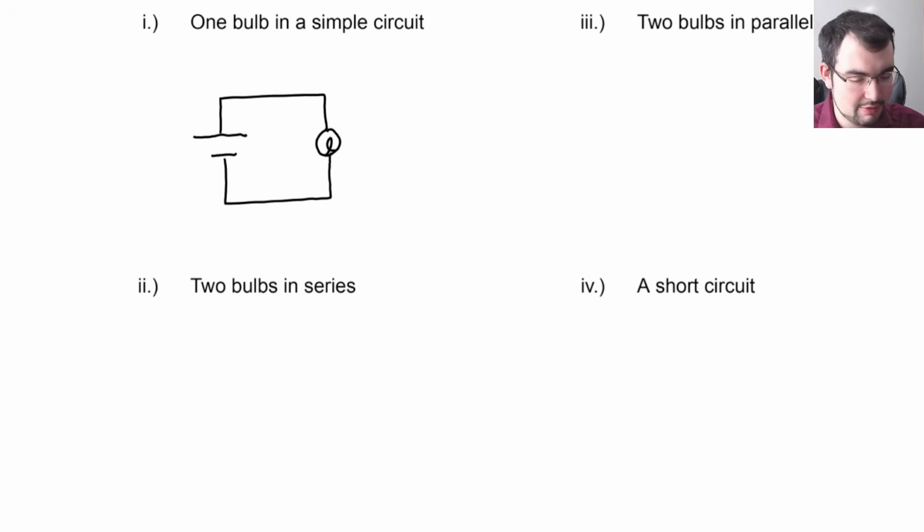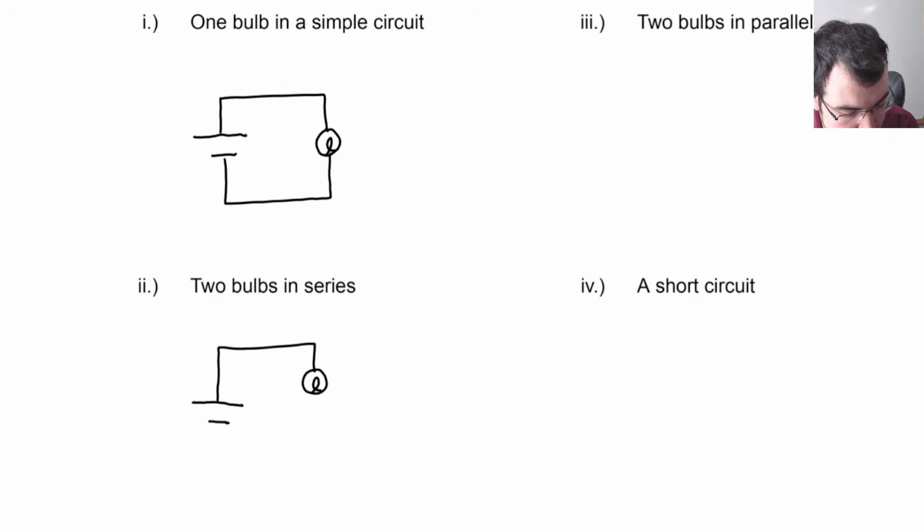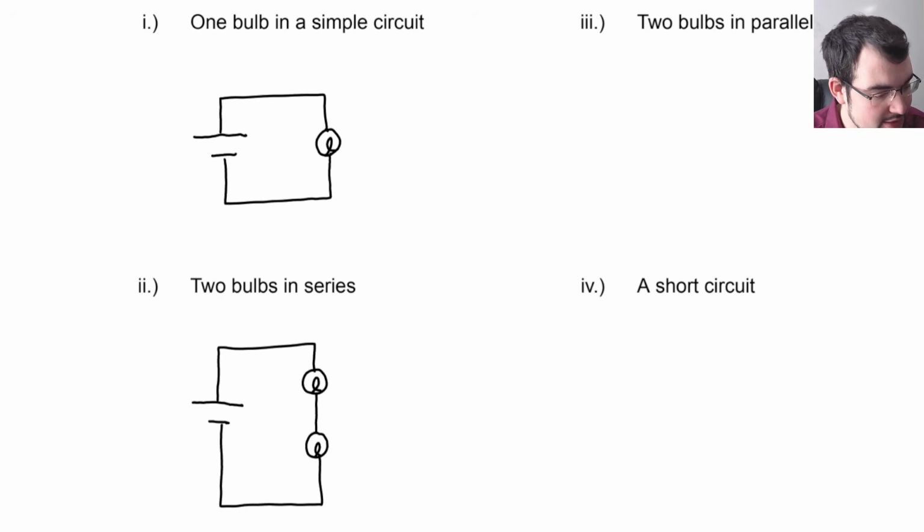I think we'll color everything at the end. Two bulbs in series. Well, what does series mean? Series, of course, just means there's exactly one path. I just tack on an extra bulb there. Two bulbs in parallel. Well, if series is one loop, then parallel must be multiple loops.